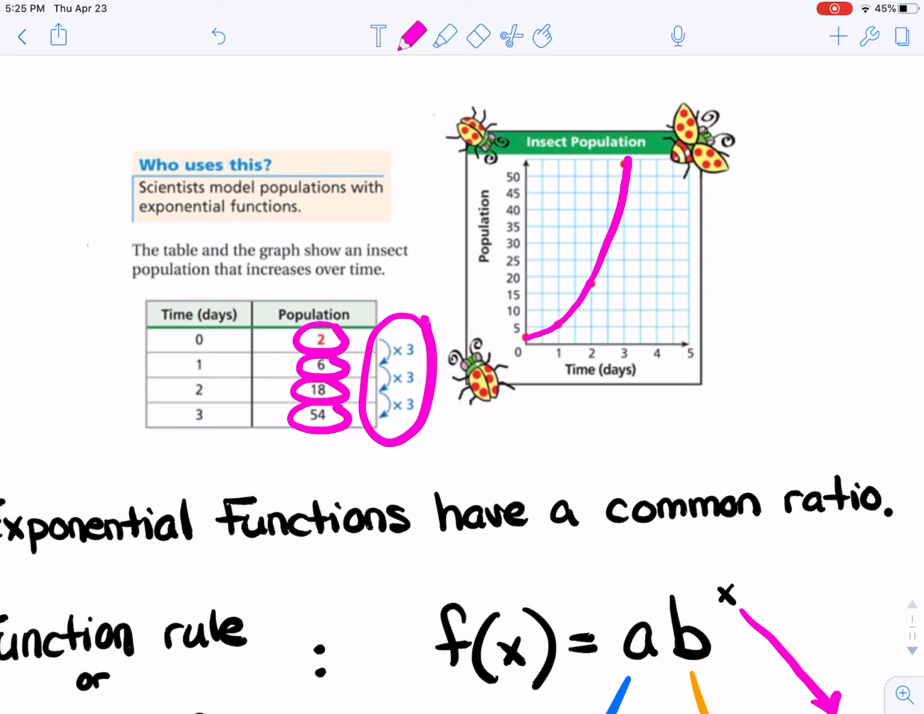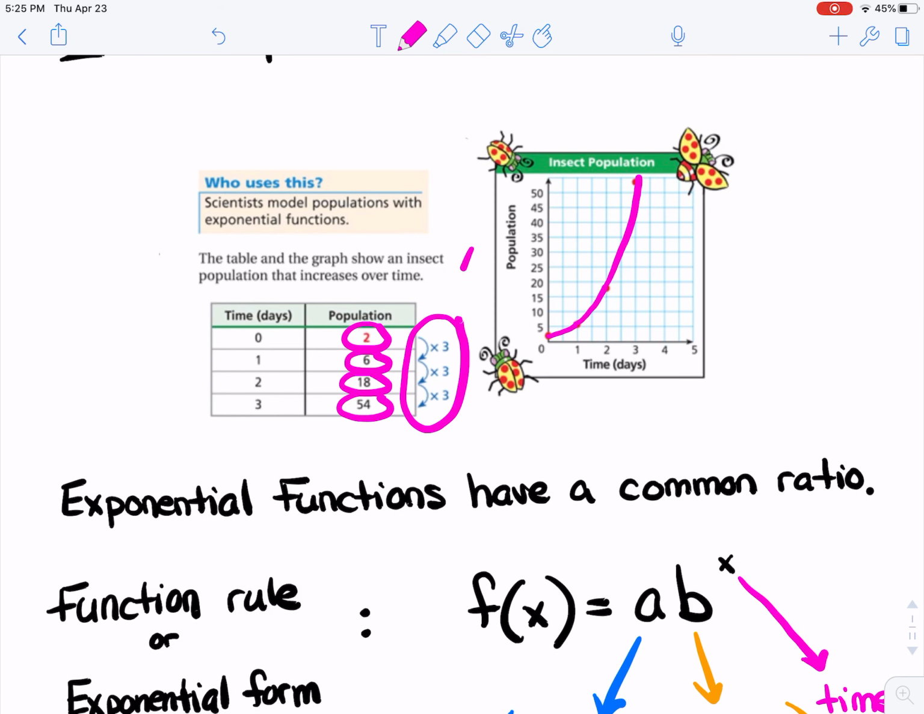You can only imagine how many ladybugs would be in there by like the 10th day. We can figure it out, and we will. There's a little formula to use for that, but they were just showing you what was going on here. The important part is that you're able to see how they are multiplied from day to day.